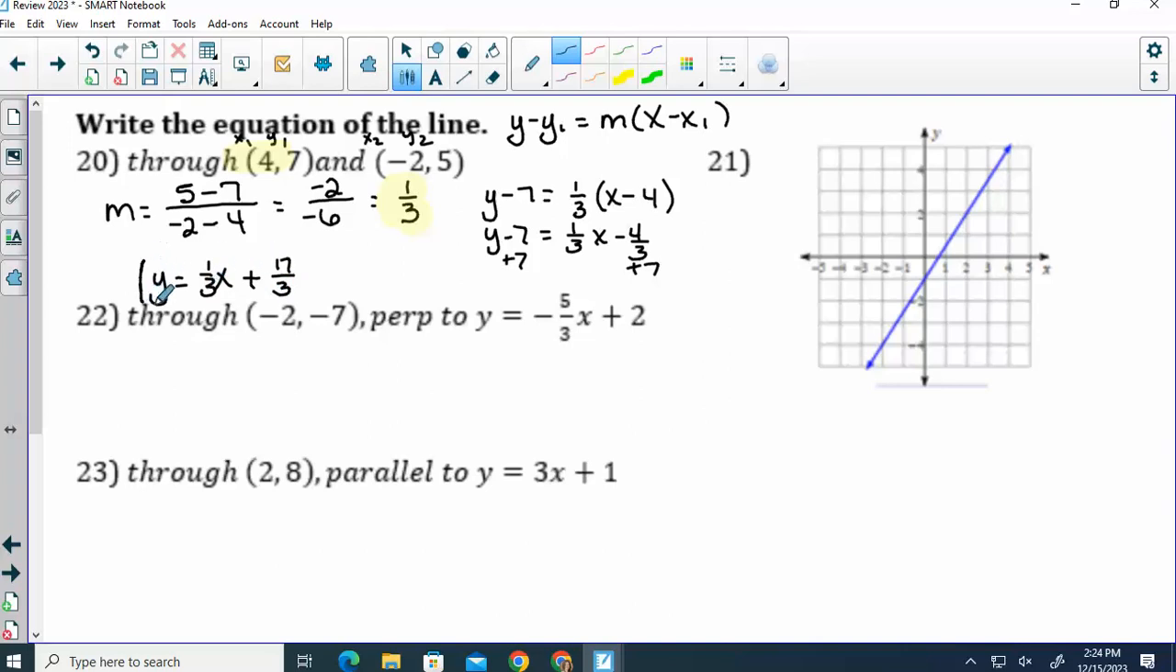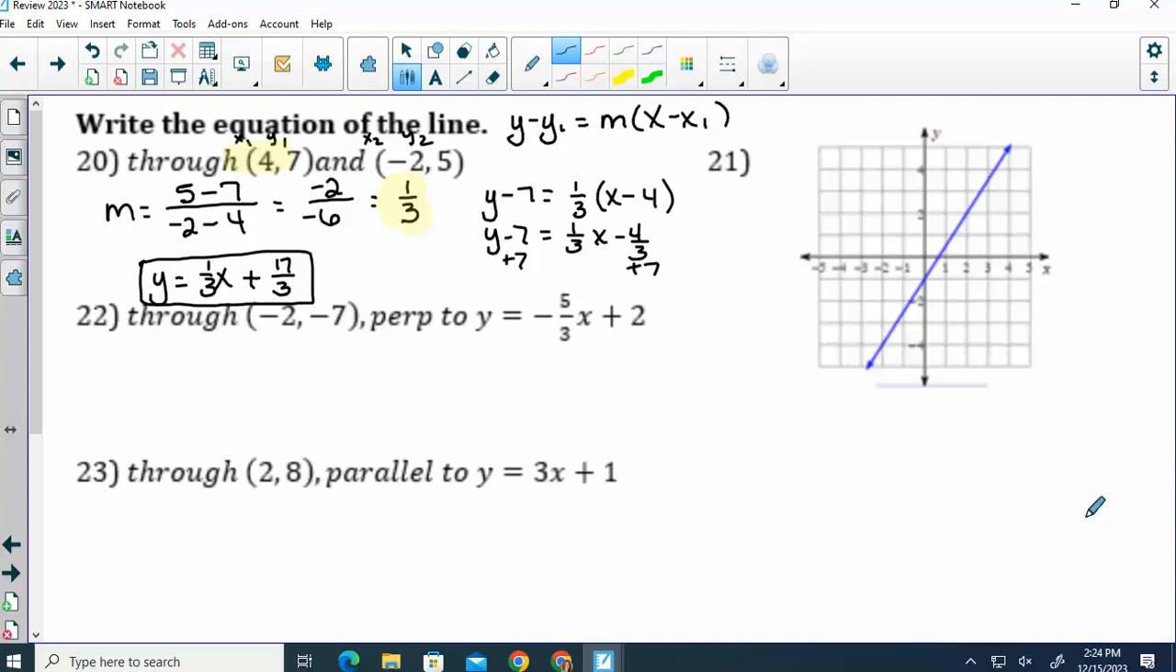Five and 2/3, or we could put 17/3. Okay, so equation of a line, we need at least one point and the slope. So we found our slope, took one of the points. Would you have gotten the same equation if you did the other point? Yes, it does not matter.